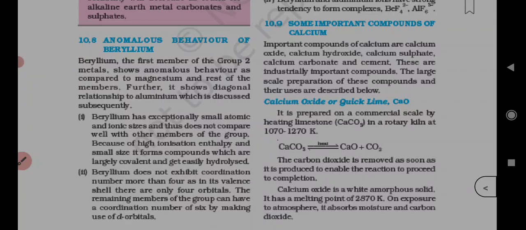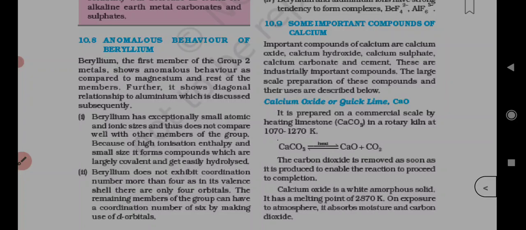Calcium carbonate is nothing but limestone. Calcium sulfate, and we have cement. Cement is also an important compound of calcium. So these are industrially important compounds. The large scale production of these compounds and their uses are described below.